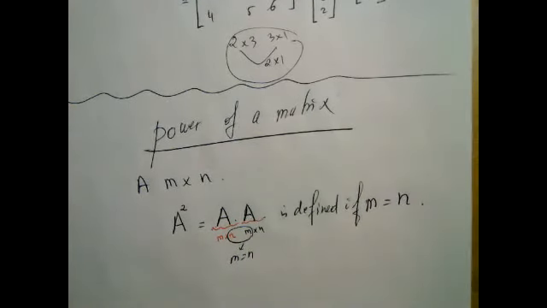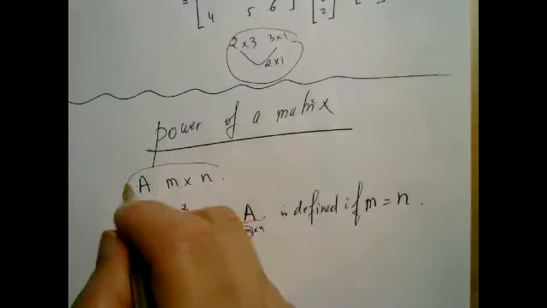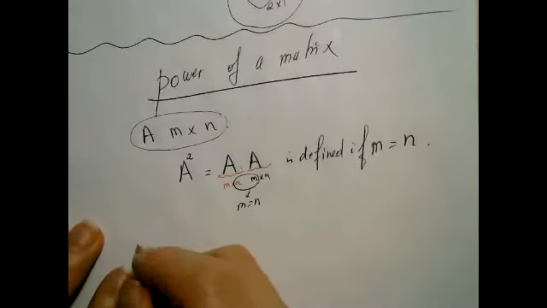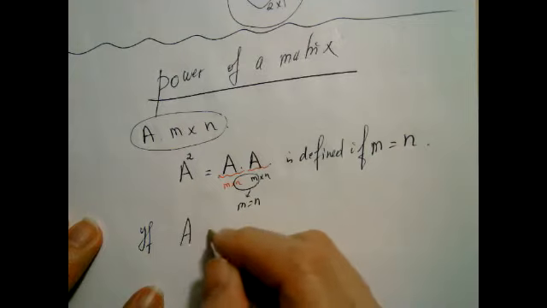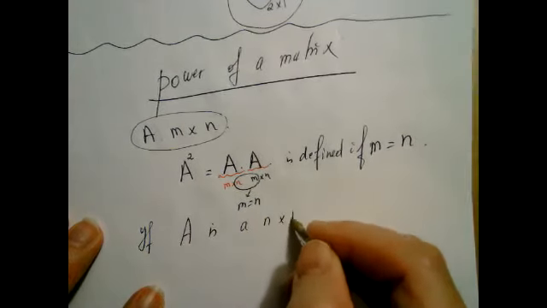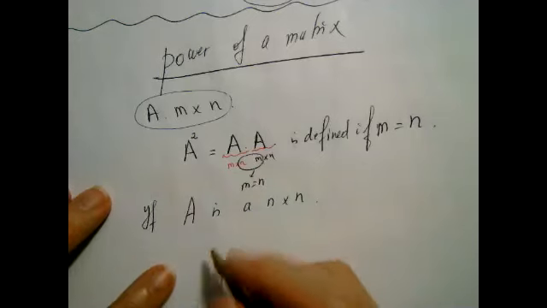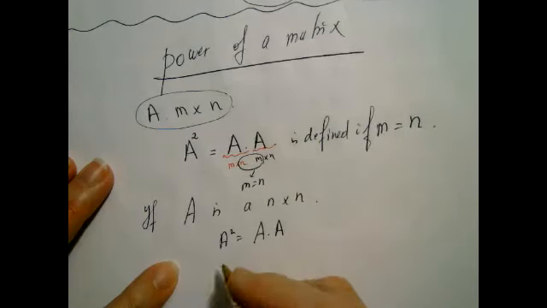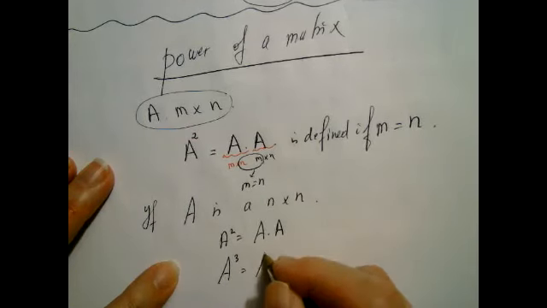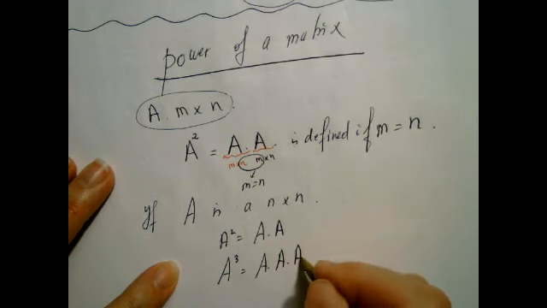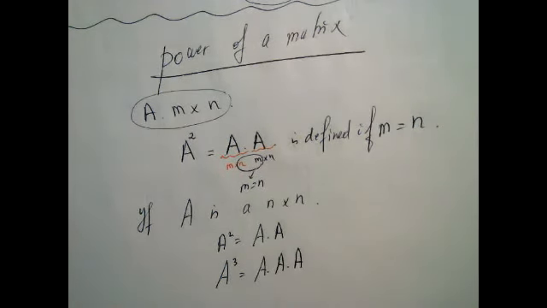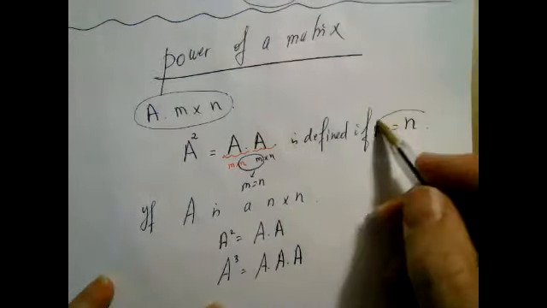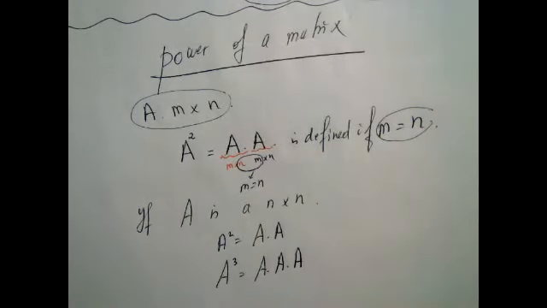So now I can talk about the power of a matrix. If A is N by N, and we call those square matrices, then A squared is what you want it to be, A times A. A cubed is A times A times A. And now the whole product is actually defined. Okay, so we can talk about the power of a matrix, but to be able to do that, we have to make sure that things make sense, things match.